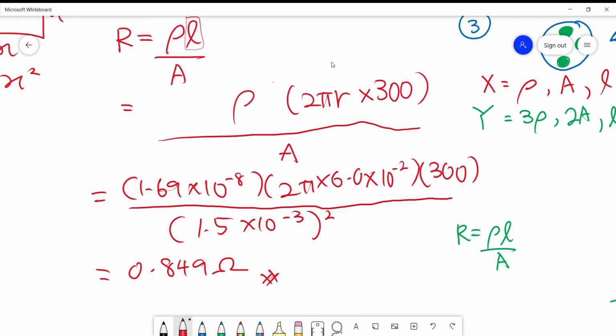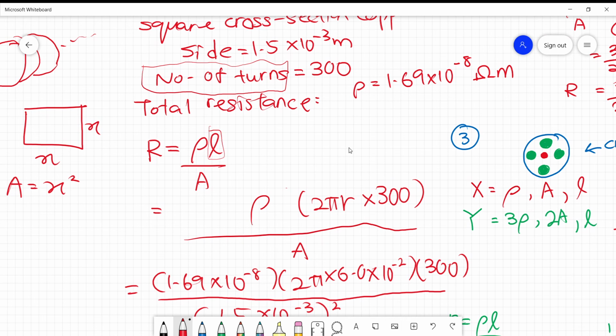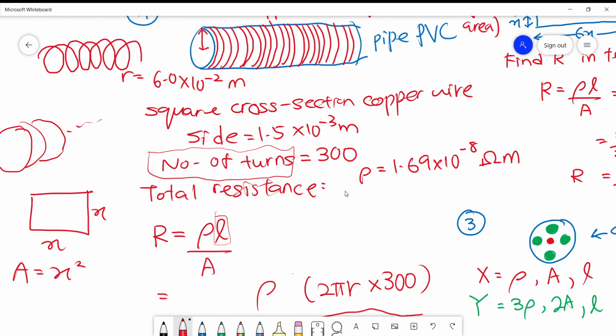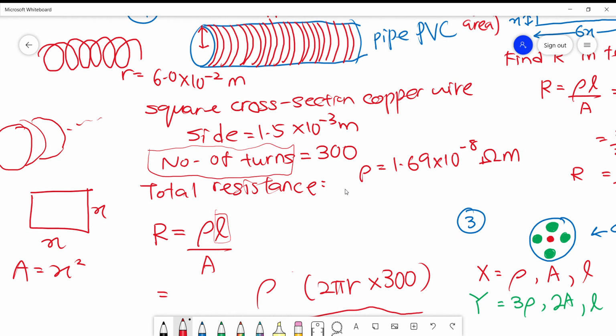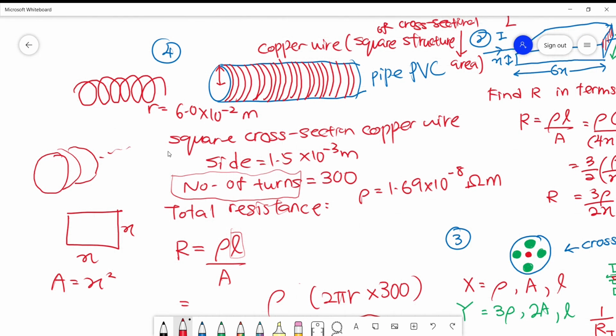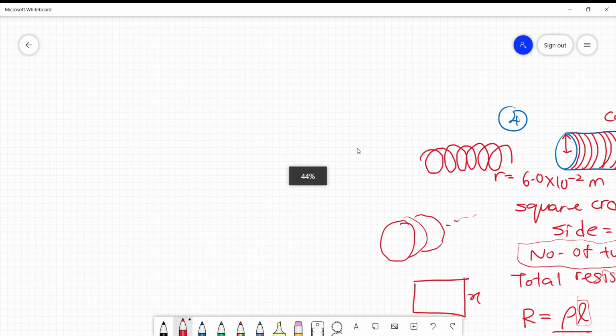This is my final answer. Okay, so this is how we calculate the total resistance possessed by the hollow cylindrical tube. Okay, so hollow copper cylinder, sorry. Okay, so we have done the resistivity. So let's move on to another subtopic.